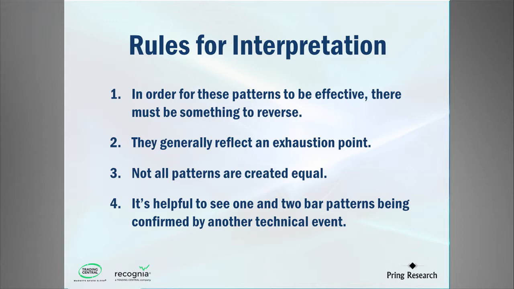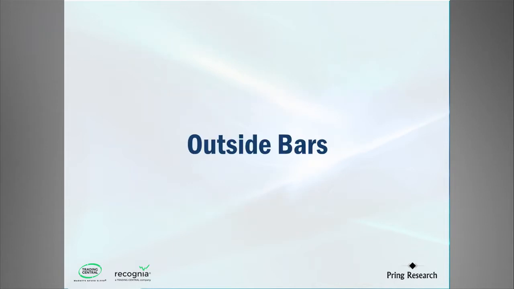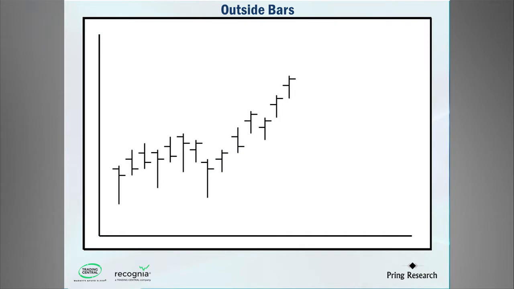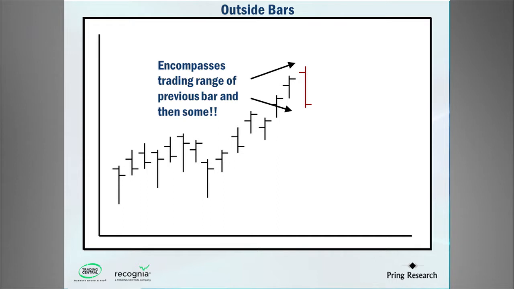Now it's time to take a look at some of these formations. Let's start with outside bars. An outside bar is a wide one whose trading range totally encompasses that of its predecessor. These patterns develop after both down and uptrends and represent exhaustion. An example of a top is shown here. See how this bar totally encompasses its predecessor.